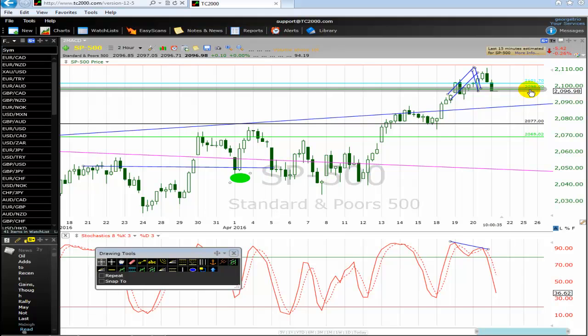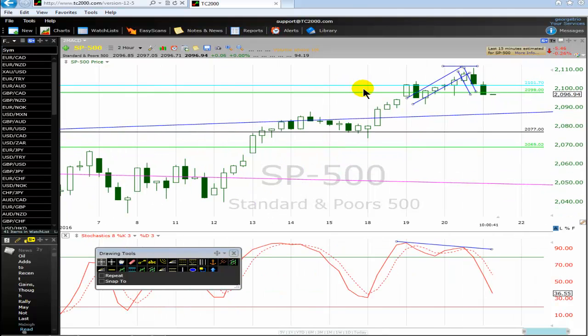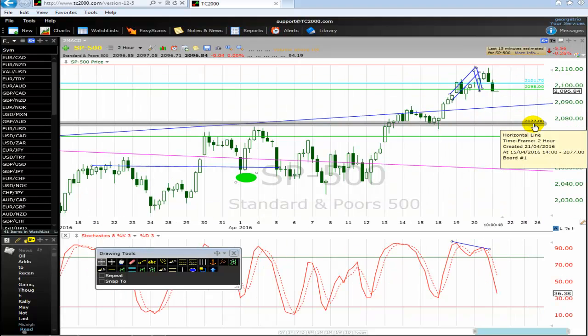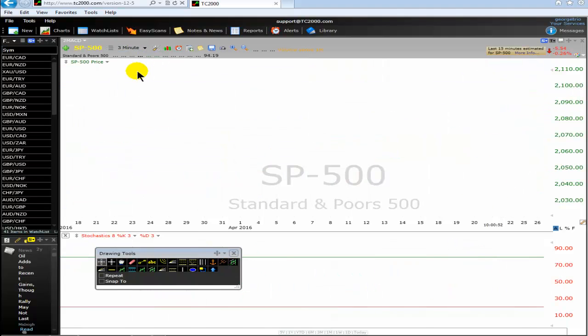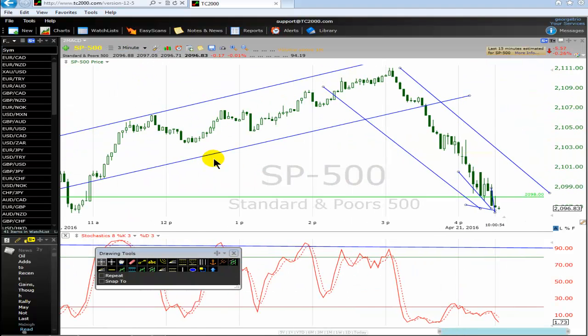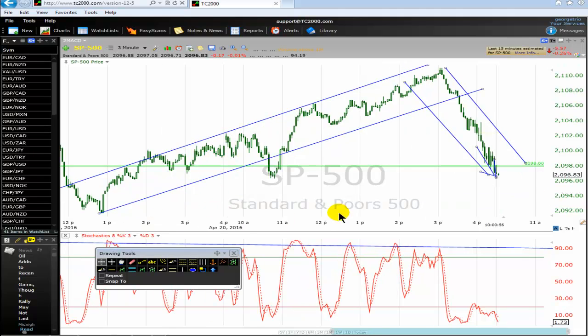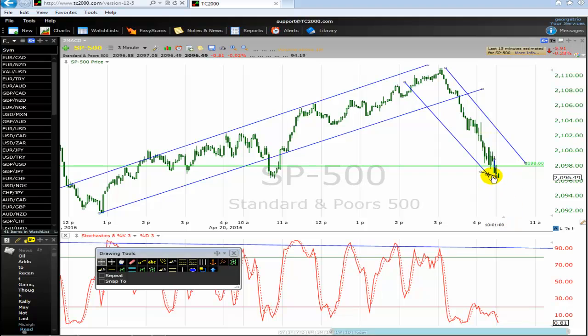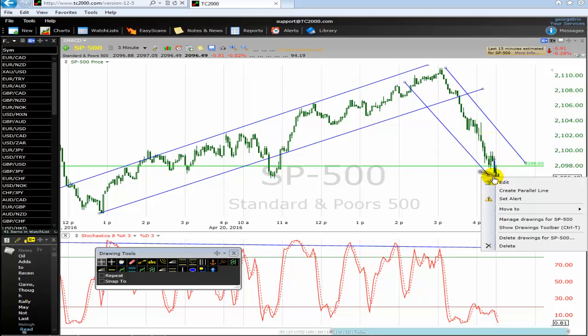Now I enter the trade at 2098. My stop loss is at 2113, which is the red line up here, and my target is at 2077. Let's go back to the 3-minute time frame, and I'm going to pause the video for the first time. Let's remove my arrow, the arrow that is pointing the direction for the S&P 500.